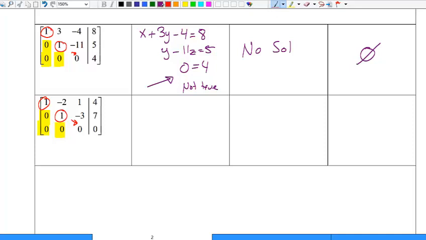So let's write out the equations. We have x minus 2y plus 1z equals 4. We have y minus 3z equals 7. And then we have 0 equals 0. Well, that last equation is technically a true statement. Not only is it a true statement, but it gives us lots of variation for what we could choose for z. So in this case, we are going to have infinitely many solutions.